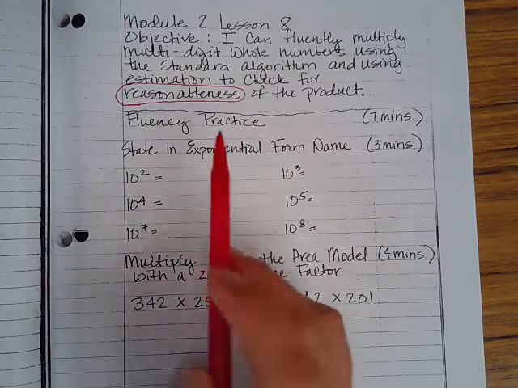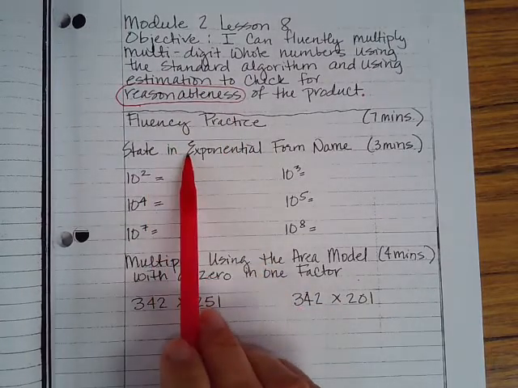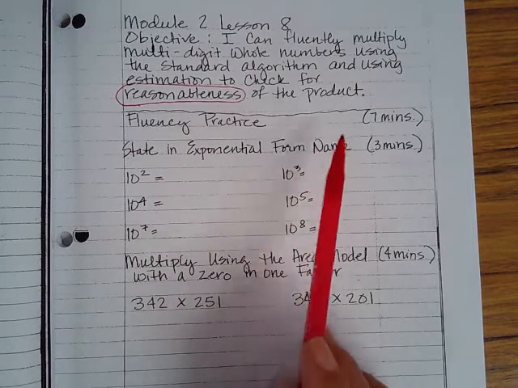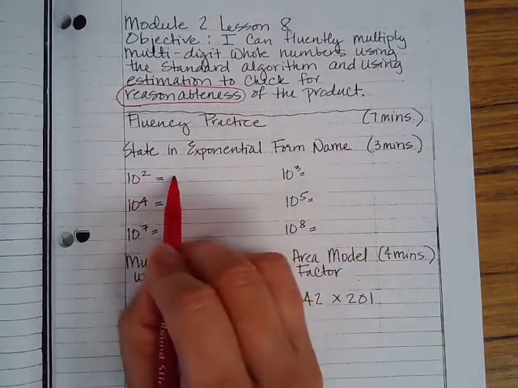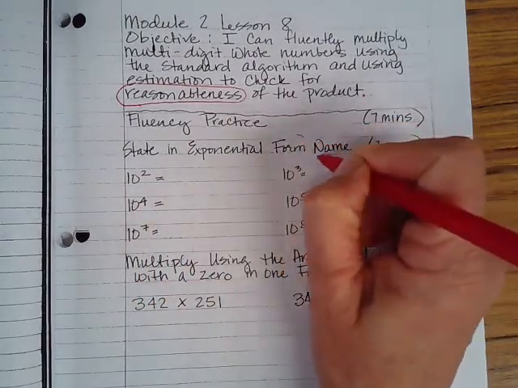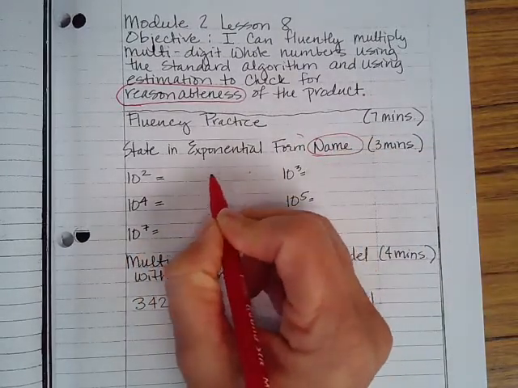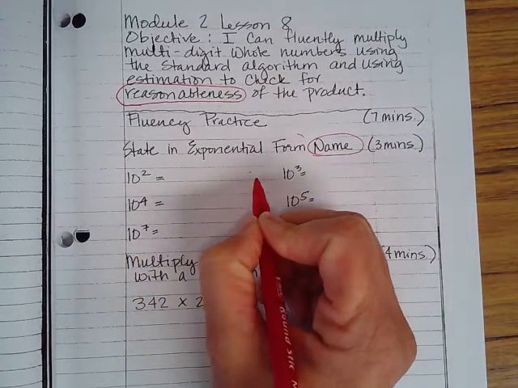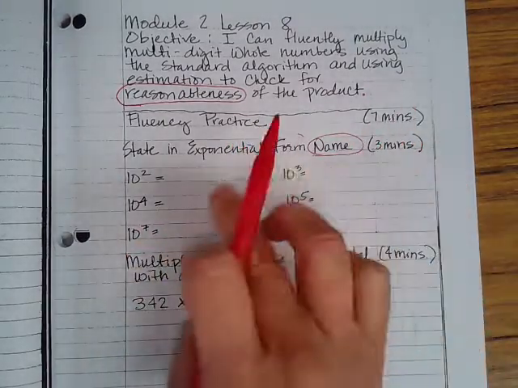So let's go ahead and start with fluency practice. You are going to state in exponential form, and name. So 10 squared. You are going to use the name, the words right here. 10 squared equals what? So write that out in words.